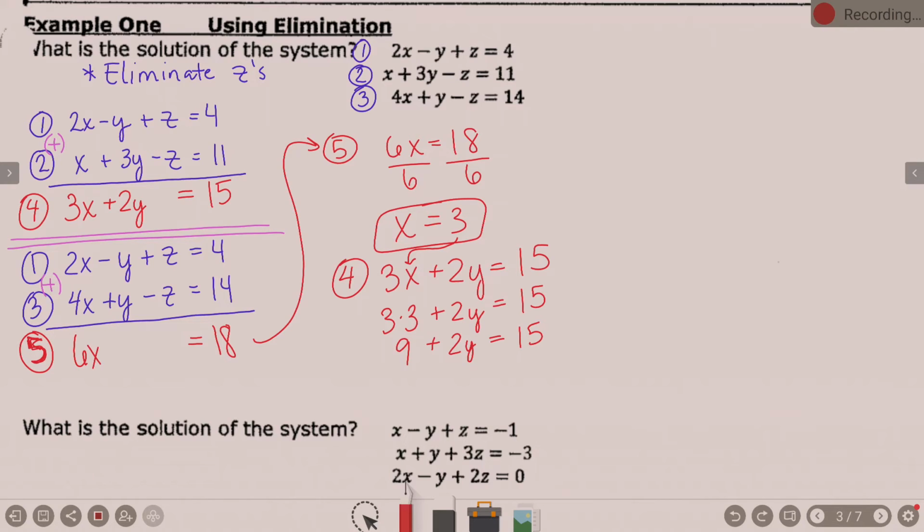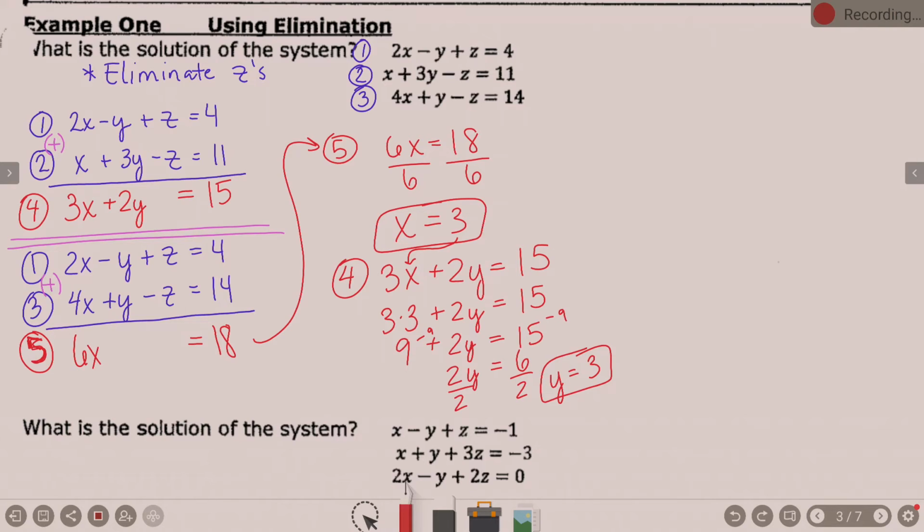How do I solve for y? Okay. So if we're trying to get 2y by itself, we need to move a positive 9. In order to move the positive 9, we're going to subtract 9. 9 minus 9 cancels. 2y equals 15 minus 9 is 6. If 2y equals 6, divide by 2. And we can all agree that y equals 3? Yeah.